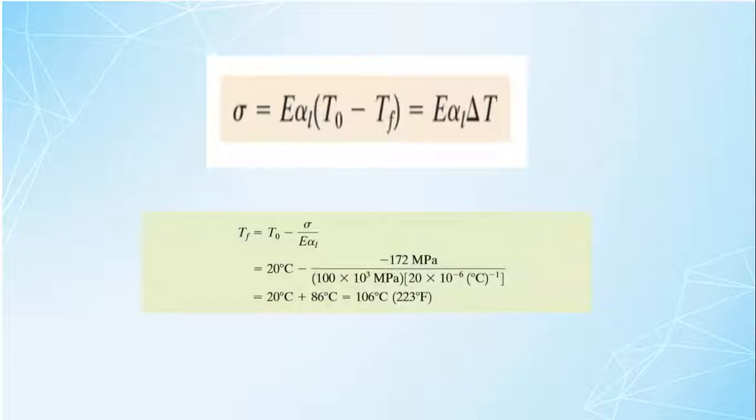With the use of the thermal stress formula, we can solve this problem, where the stress of 172 megapascal is taken to be negative. Also, the initial temperature is 20 degrees Celsius, and the magnitude of the linear coefficient of thermal expansion from the table is 20 times 10 raised to negative 6 per degree Celsius. Thus, solving for the final temperature, T sub f yields 20 degrees Celsius plus 86 degrees Celsius equals 106 degrees Celsius or 223 degrees Fahrenheit.